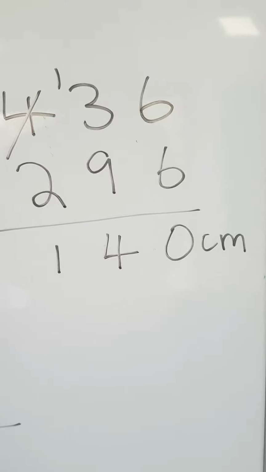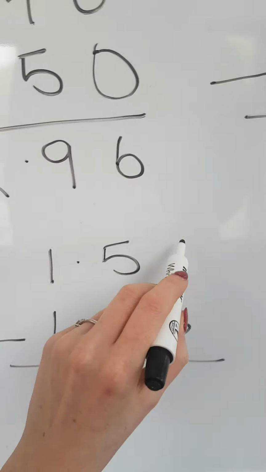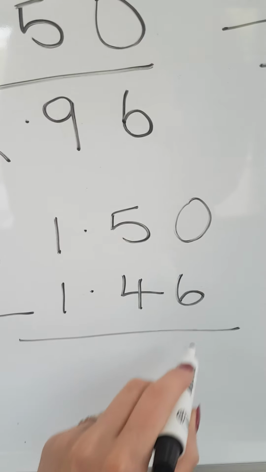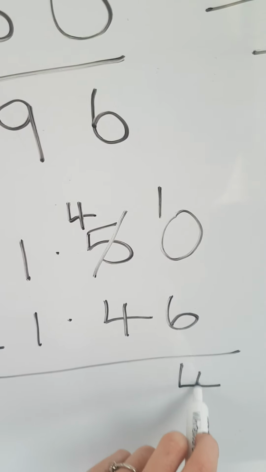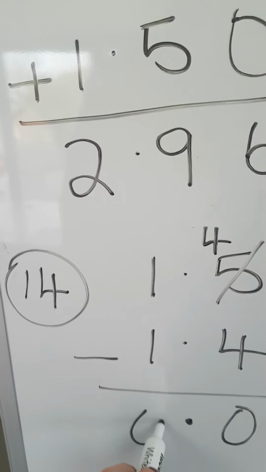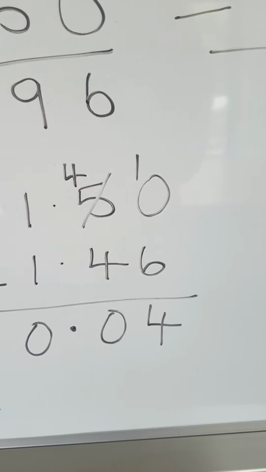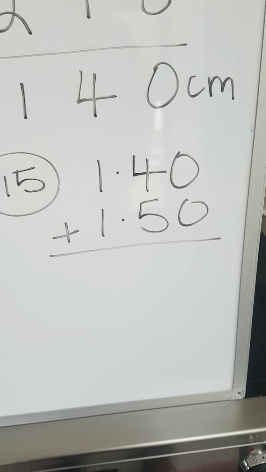How much taller than Ben is Nessa is the second one. So Nessa's height is 1.5. Again, I can add in that 0 and I'll just take away Ben's height then. So 0 take 6 I can't do, so I'll borrow. 10 take away 6 is 4. 4 take away 4 is 0. Bring down my decimal. And 1 take away 1 is 0. So Nessa is 4 centimeters taller than Ben.